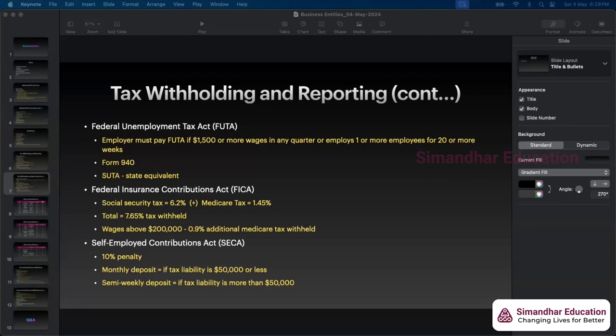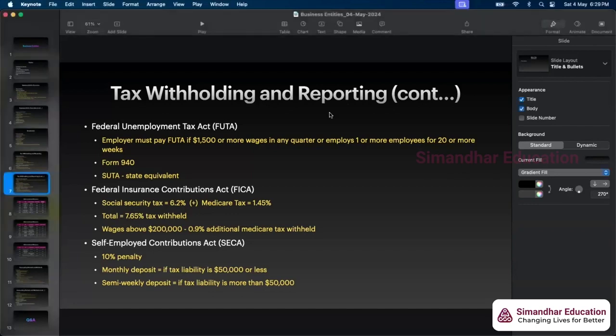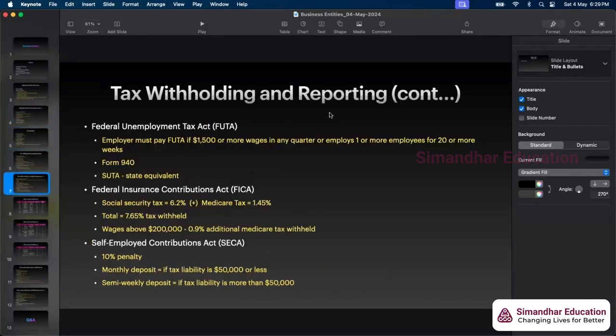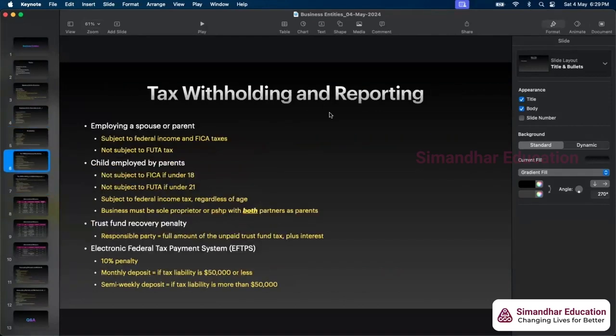Okay. All right, so if I go back to the previous slide. No, the tax withholding reporting slide only, sir. Child employment by parents. The next, yeah.